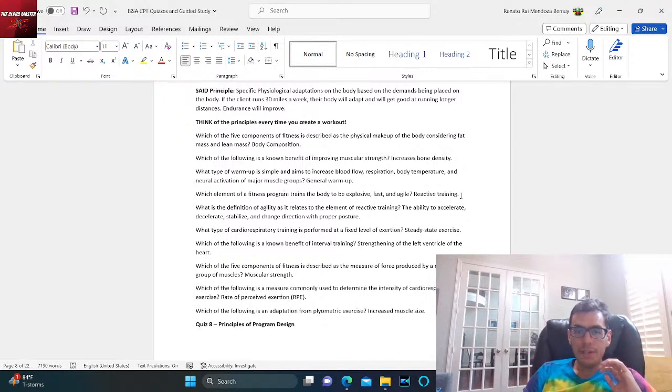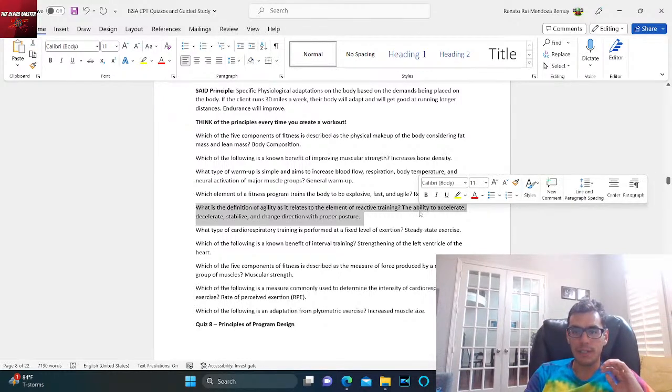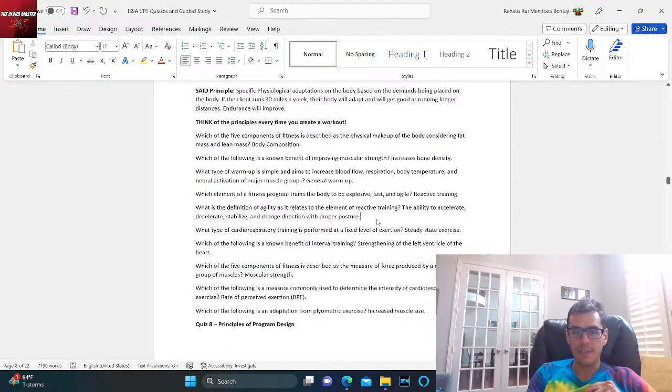Now, what is the definition of agility as it relates to the element of reactive training? The ability to accelerate, decelerate, stabilize, and change direction with proper posture.